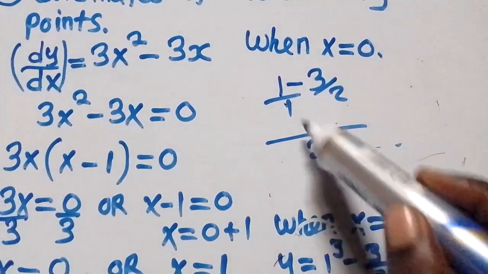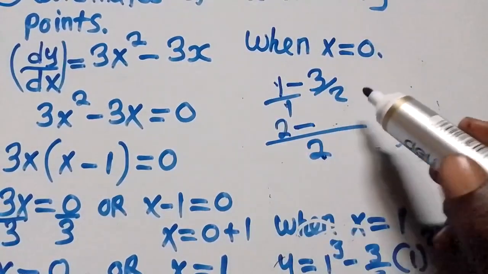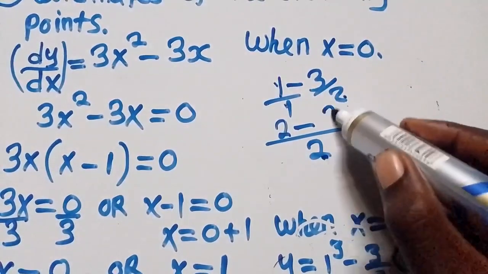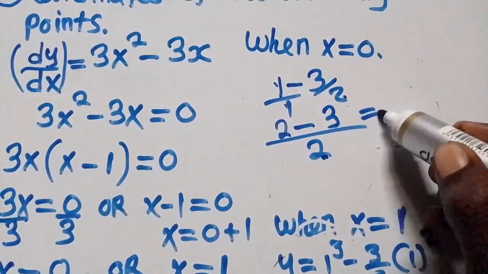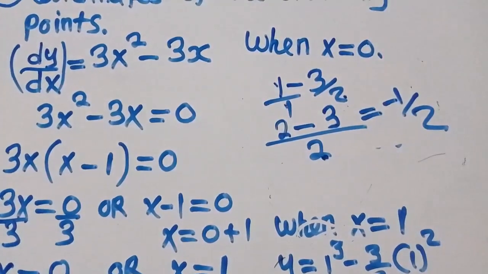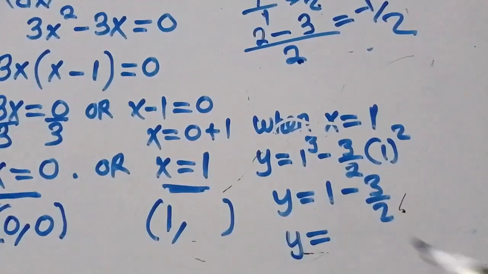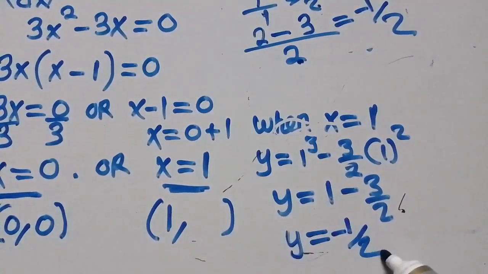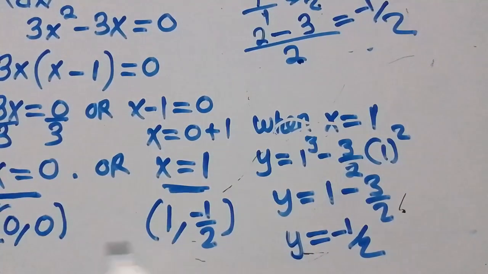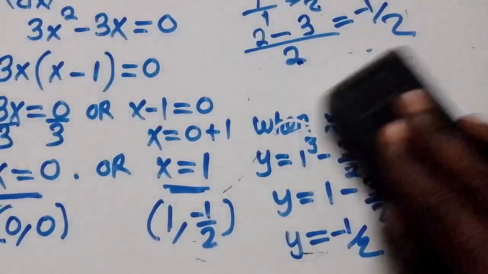What is 1 into 2? It is 2. 2 times 1 is 2. Minus, what is 2 into 2? It is 1. 1 times 3, it is 3, which is equal to negative 1 over 2. So negative 1 over 2, that's your answer. The partner has been found, negative 1 over 2. So these are the two coordinates that we found. Hope you were able to see how I was calculating this.